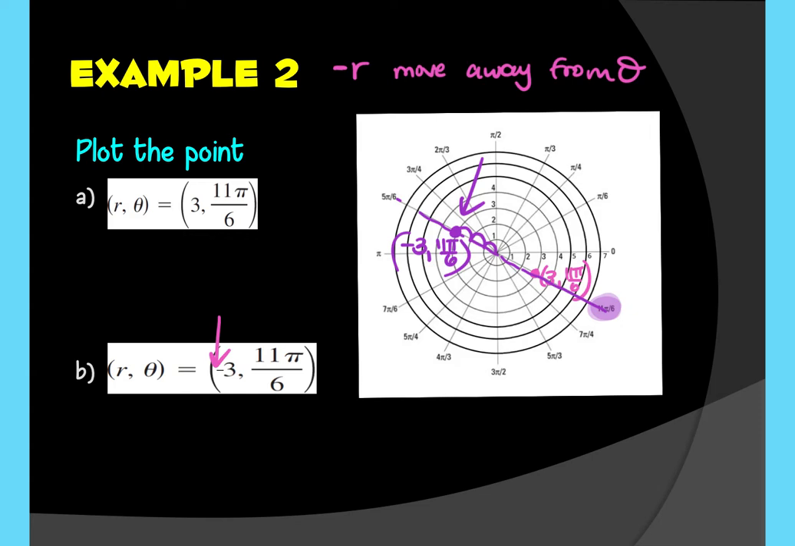Is that the same as 3, 5 pi over 6? Yep. So these points are going to have multiple names, which is actually what you're going to get to next. So if we put it as 3, 5 pi over 6, it would be the same answer? Yep.